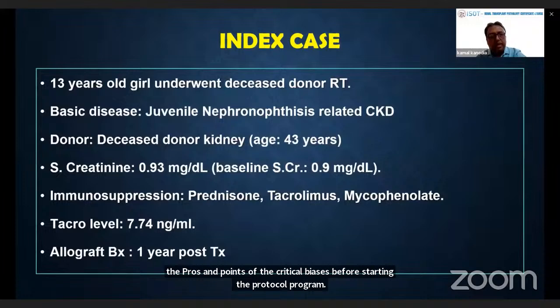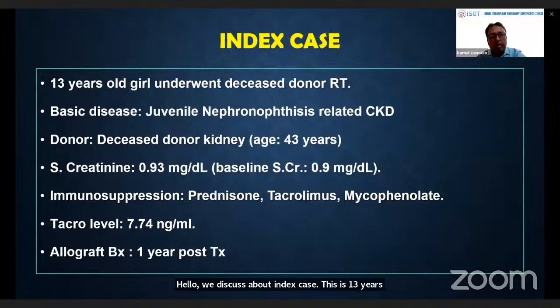Now we'll discuss the index case. This is a 13-year-old girl who underwent deceased donor renal transplantation. Her basic disease was juvenile nephronophthisis related CKD. The age of the deceased donor was 43 years and her serum creatinine level was 0.93. Baseline was 0.9 and she was on triple immunosuppression.